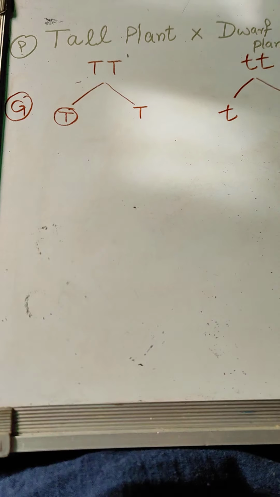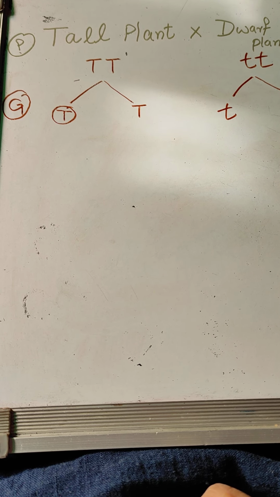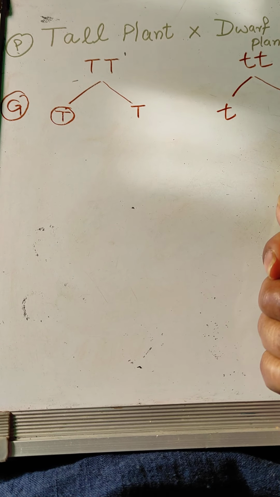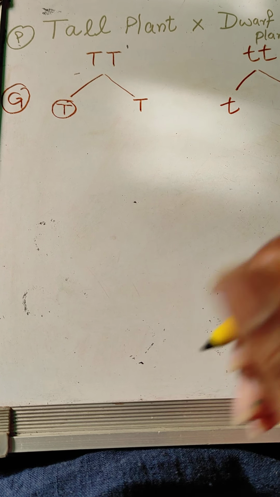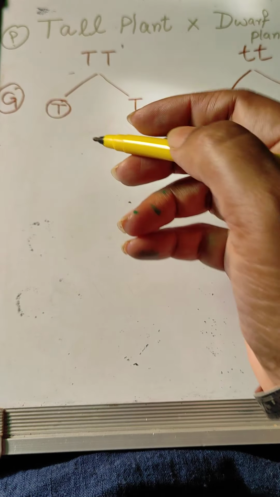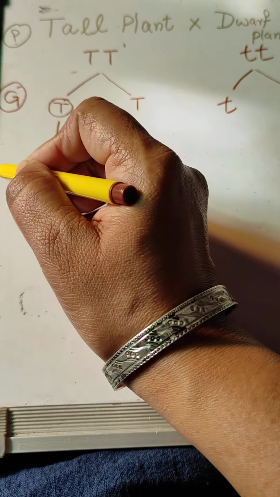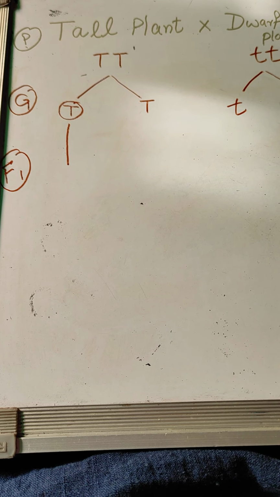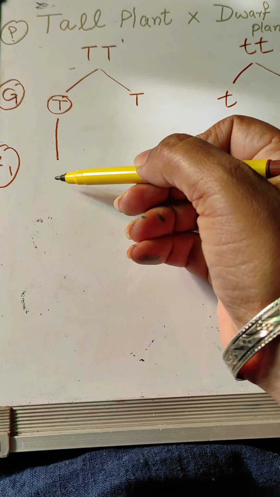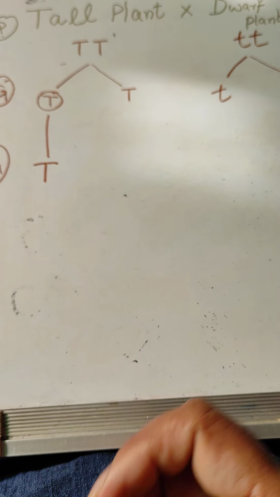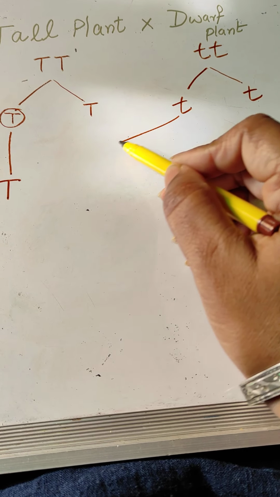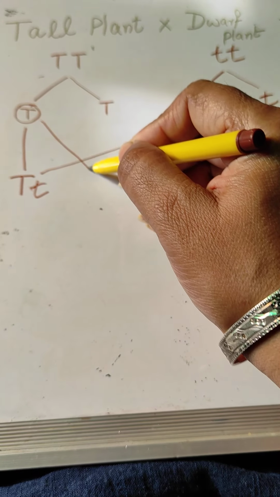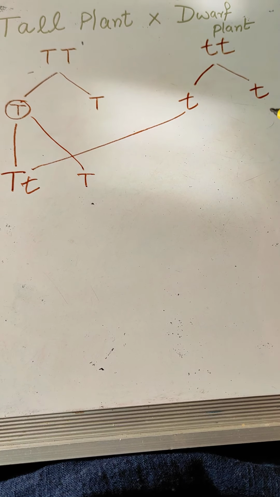Now when these gametes are crossed, they will fuse. One gamete from one parent will fuse with one gamete of the other parent. This comes in the F1 generation. The result will be the F1 progeny. This gamete can fuse with this, or this gamete can also fuse with this one.